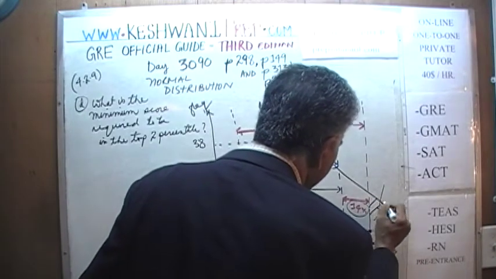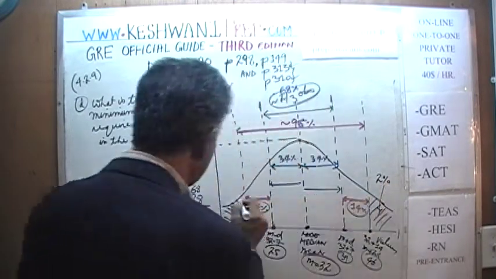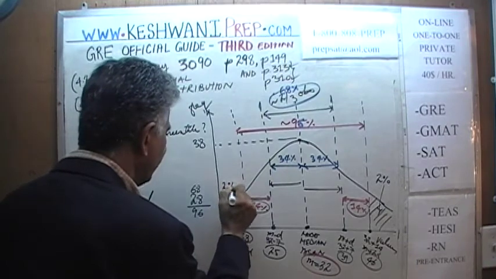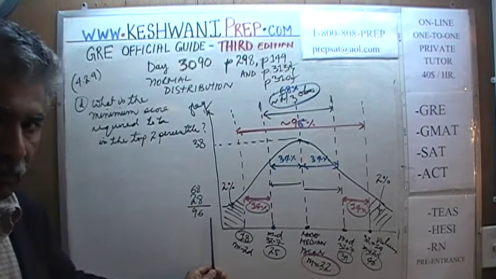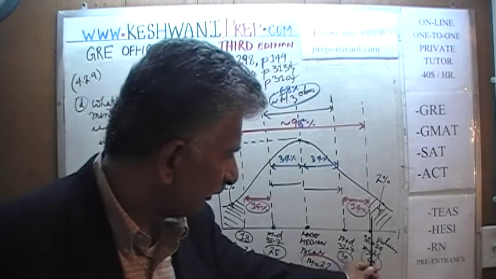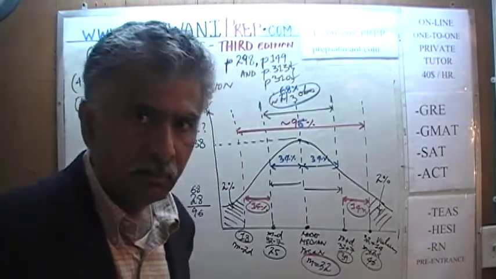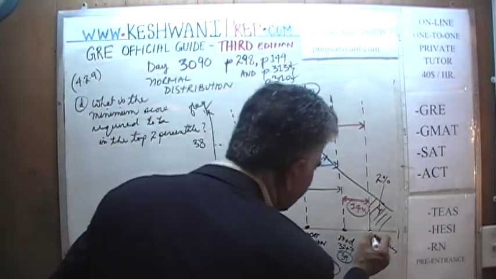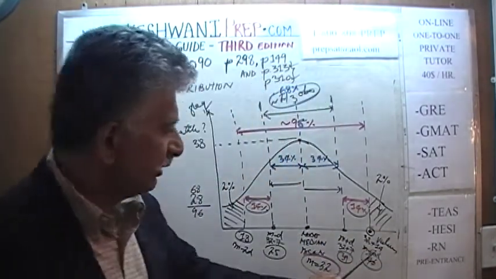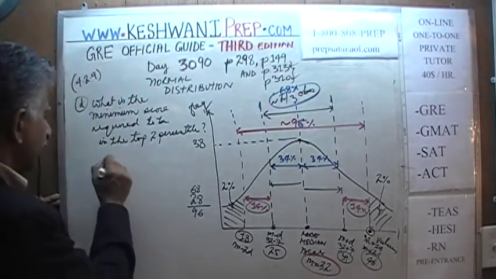Each of these tails should have 2%. Only 2% of the observations fall 2 standard deviations below the mean, and only 2% of the observations fall above. Well, there is your answer. If I want to be in the top 2 percentile, I need to score right here. 2 standard deviations above the mean.